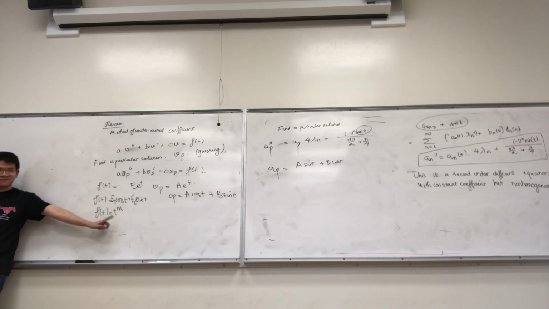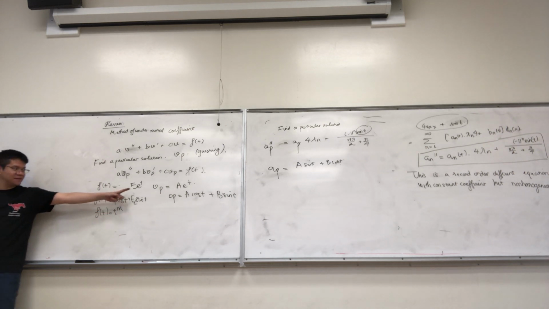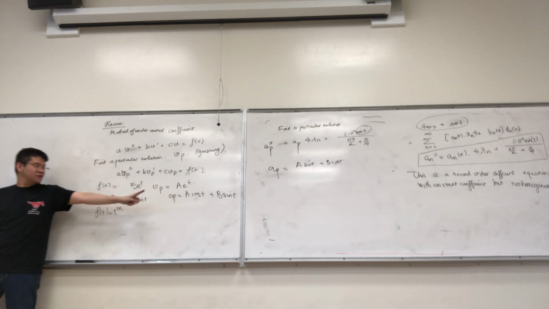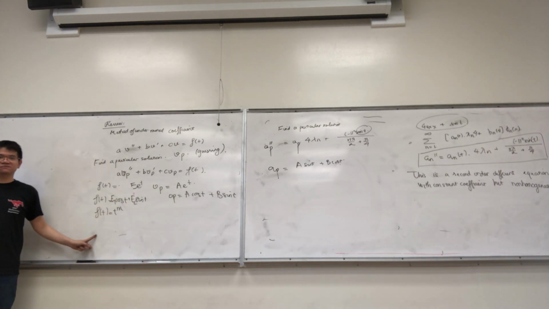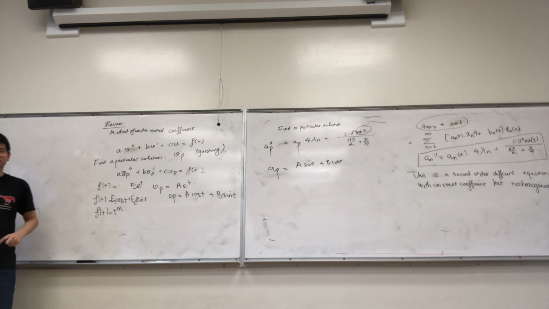It has to be similar to this guy. So if this is exponential, this should be exponential. If this is cosine, sine, this should be sine. And here, what is the form? Plus t to the m minus 1. So you have to go all the way down to degree 0, right?